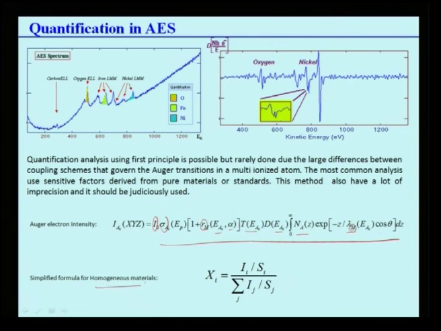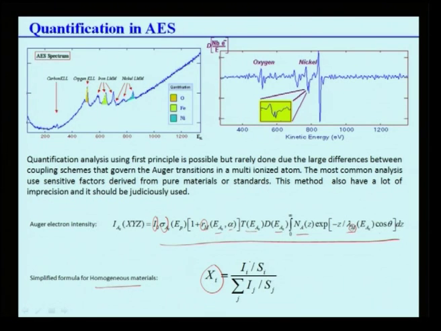The simplified formula for a homogeneous material is that Xi, the amount of a particular element i present, is given by Ii by Si divided by the summation of Ij by Sj, where j is summed over. Therefore, S is basically the scattering factor and I is the intensity. So if I know the scattering factors of the elements present and the intensities of each peak, I can indirectly calculate the amount present in the particular specimen.